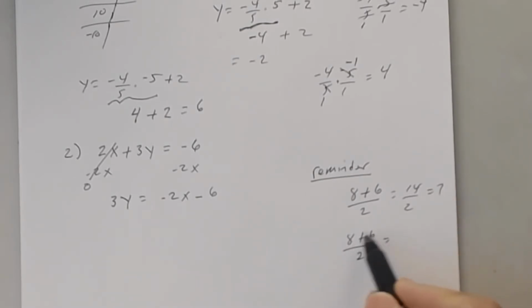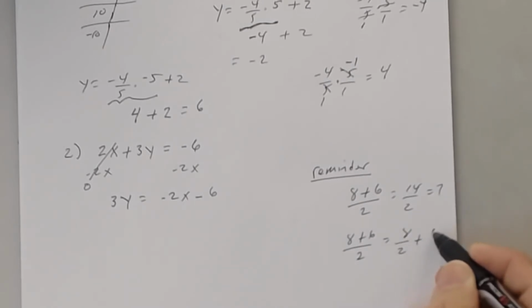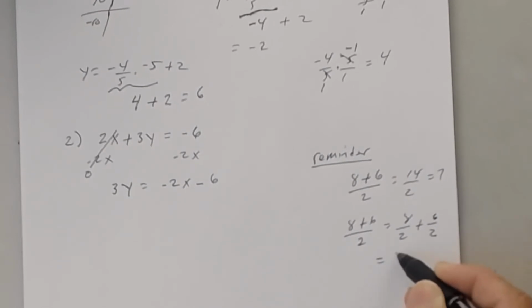In my numerator, you see how many terms? 2. And in the denominator, you see how many terms? 1. I can also rewrite this as 8 divided by 2 plus what? 6 divided by 2. And so 8 divided by 2 is 4. 6 divided by 2 is 3, which gives me 7. So that's going to be important when we do this one.